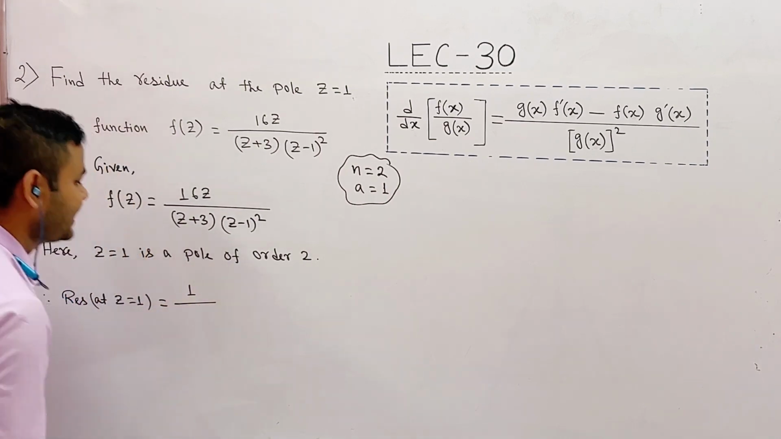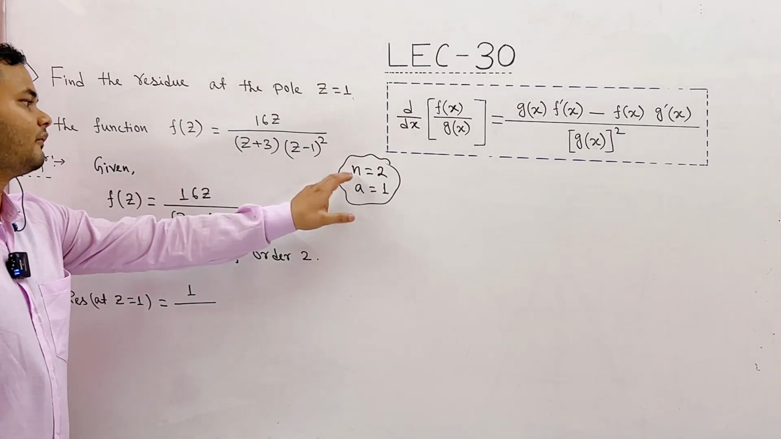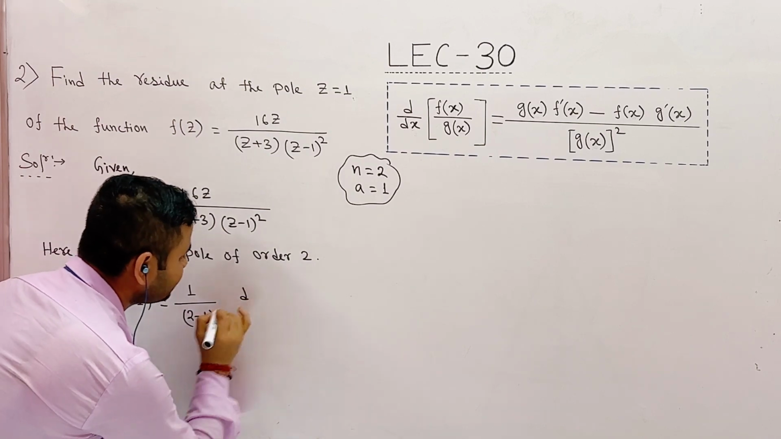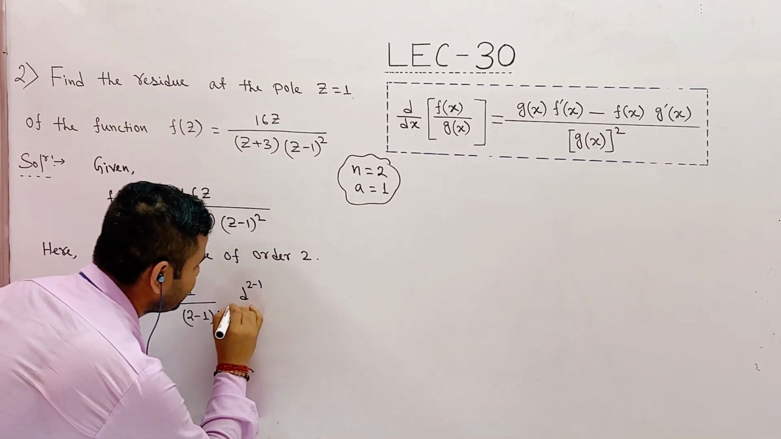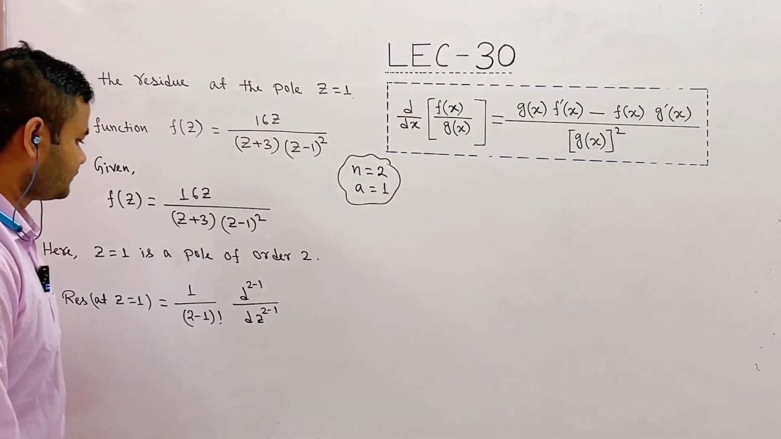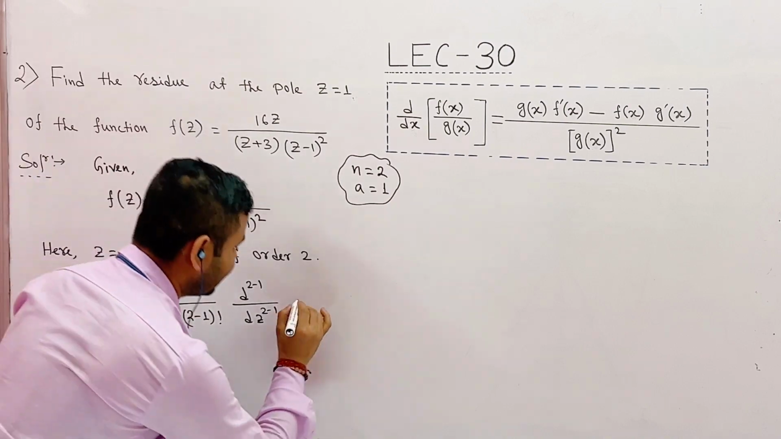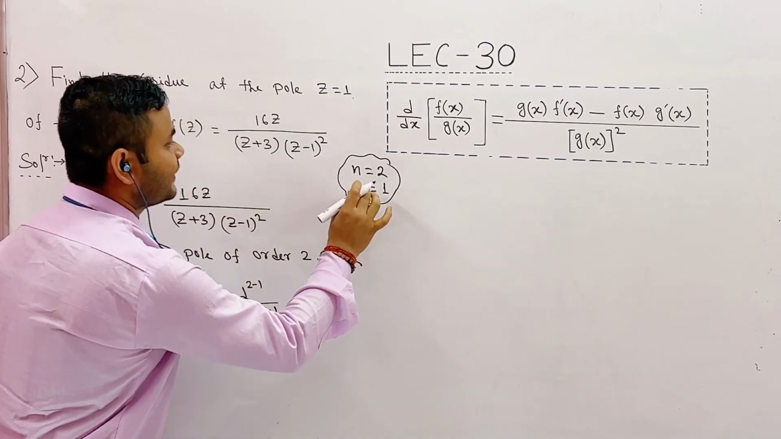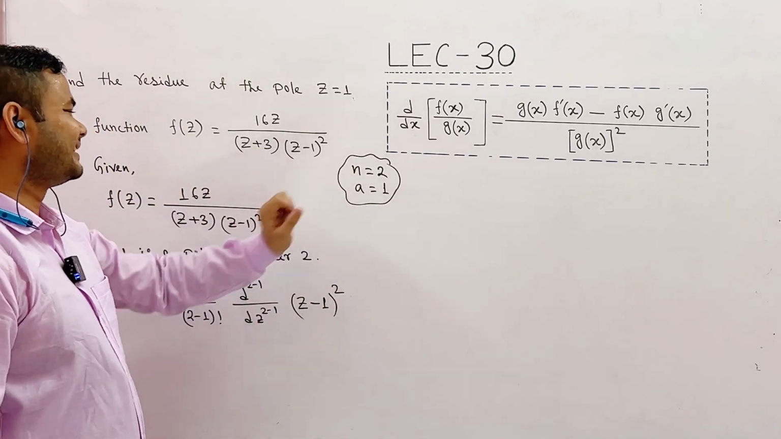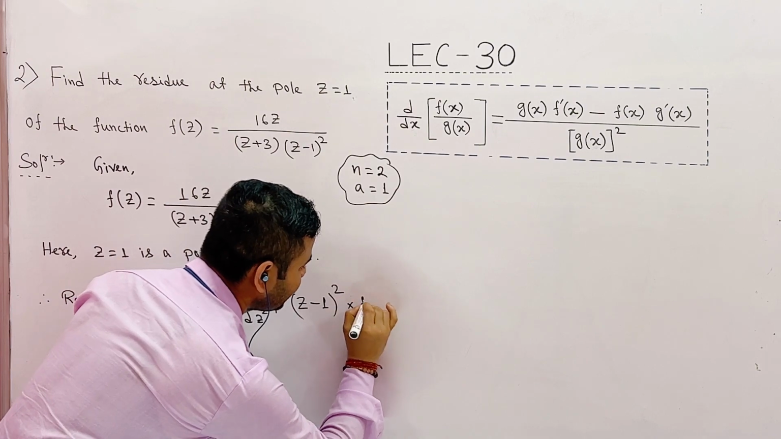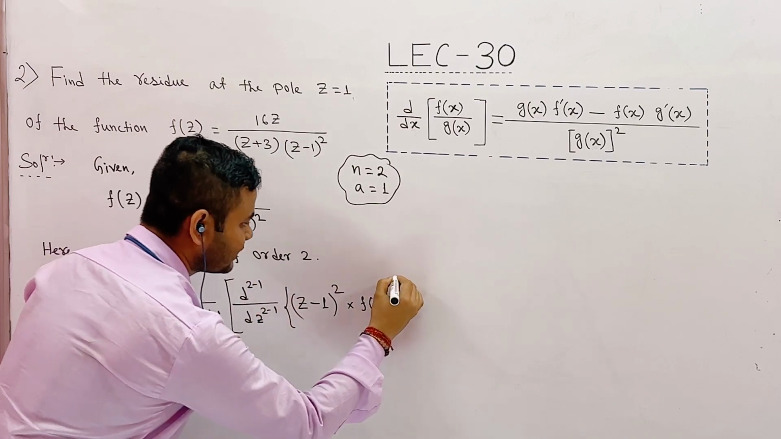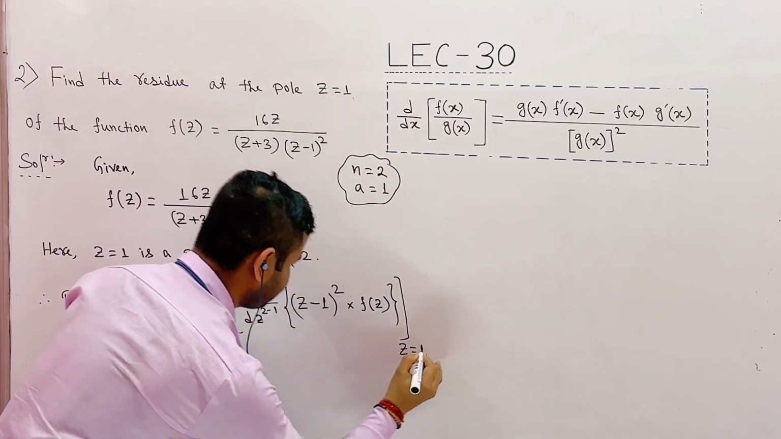1 divided by (n minus 1) factorial. Here the value of n is 2. So 2 minus 1 factorial into d to the power n minus 1, that means 2 minus 1, divided by dz to the power n minus 1, of (z minus a) whole to the power n. Here the value of a is 1. So, (z minus 1) whole square, because the value of n is 2, into f of z at z equal to 1.